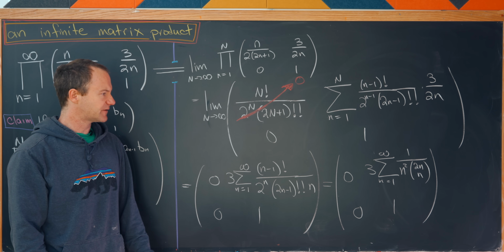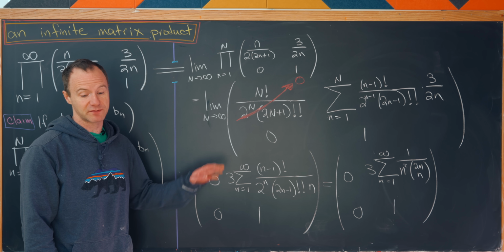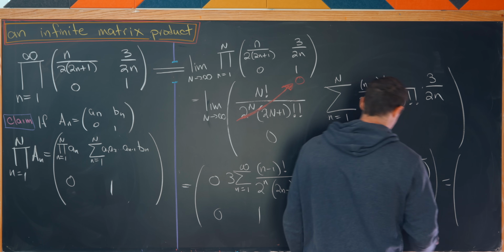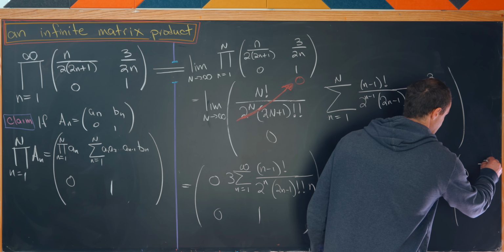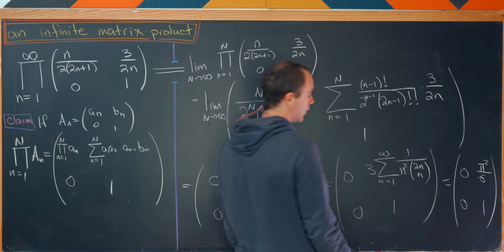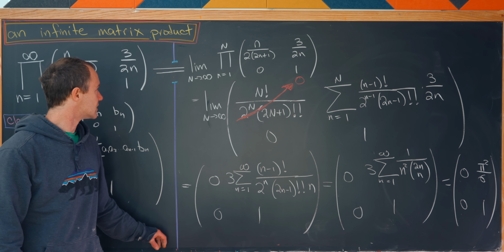That being said, we also found a closed form for that, and then 1 multiplied by 3, that was equal to pi squared over 6. And that gives us our final value here for this matrix. It's 0, pi squared over 6, 0, 1. So I think that's a pretty nice result.